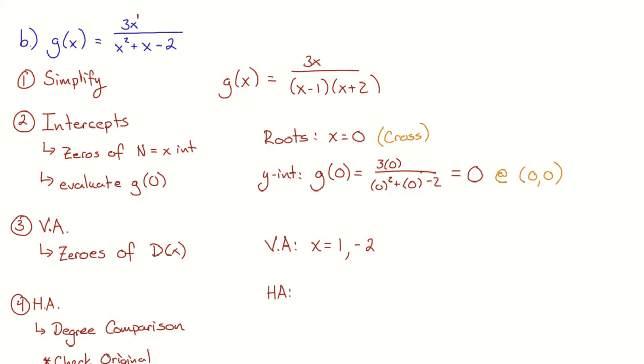What does that mean? Y equals 0. And I'll go ahead and do the same thing. The degree of d was equal to 2, and the degree of the numerator n was equal to 1. That's what we're using to come to that conclusion. So we have the roots, we have the y-intercept, we have the vertical asymptote, we have the horizontal asymptote. Any others?